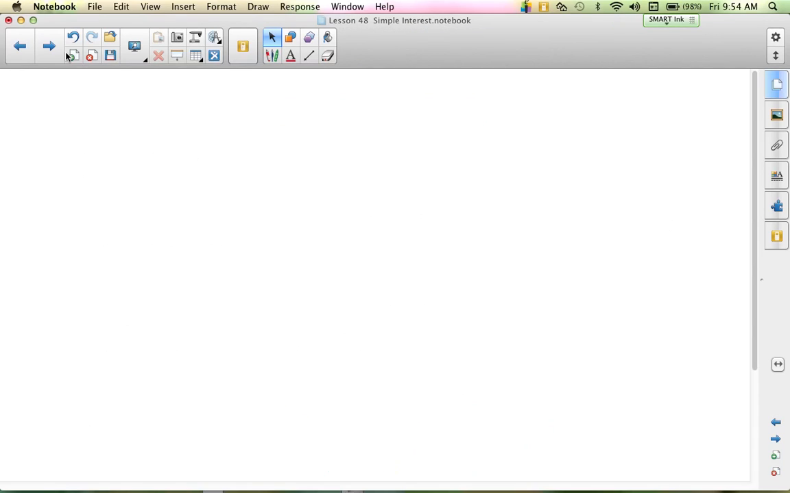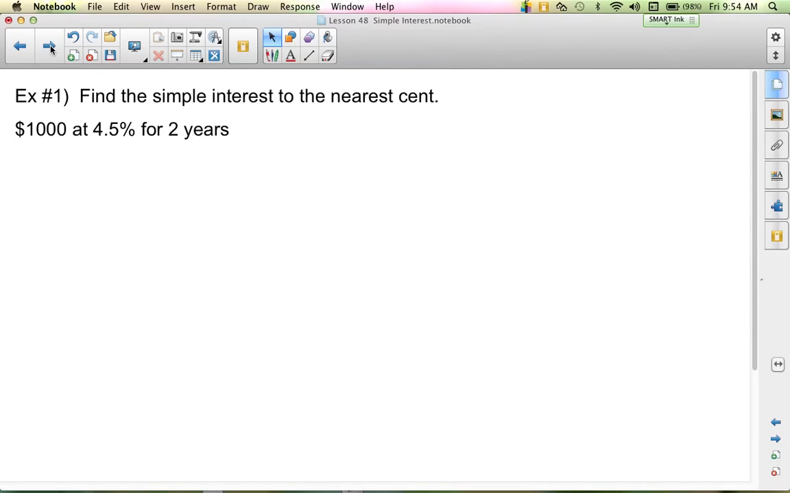Okay, so let's go ahead and try an example using that formula. Example number 1, find the simple interest to the nearest cent. So here's our information. We're going to put in $1,000. This is our principal, how much we start with. Then we're going to have a rate of 4.5%. Now remember, we always have to change the rate into a decimal.